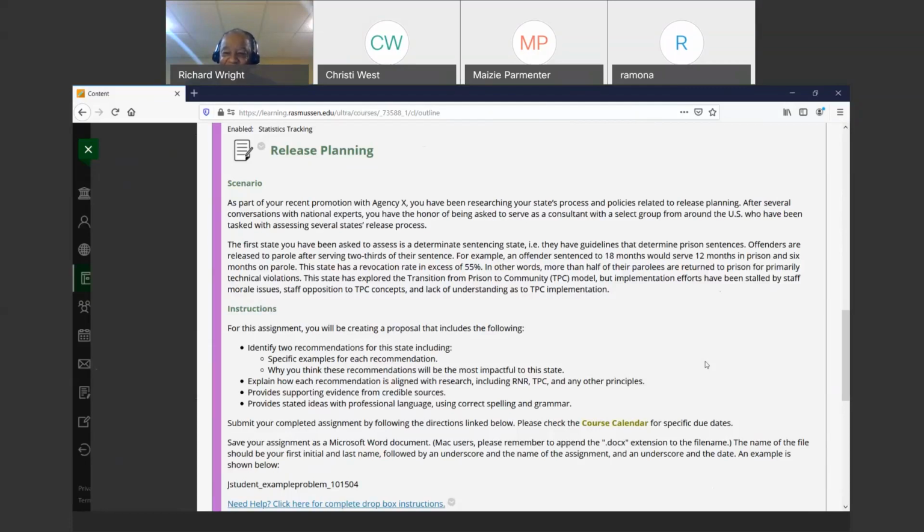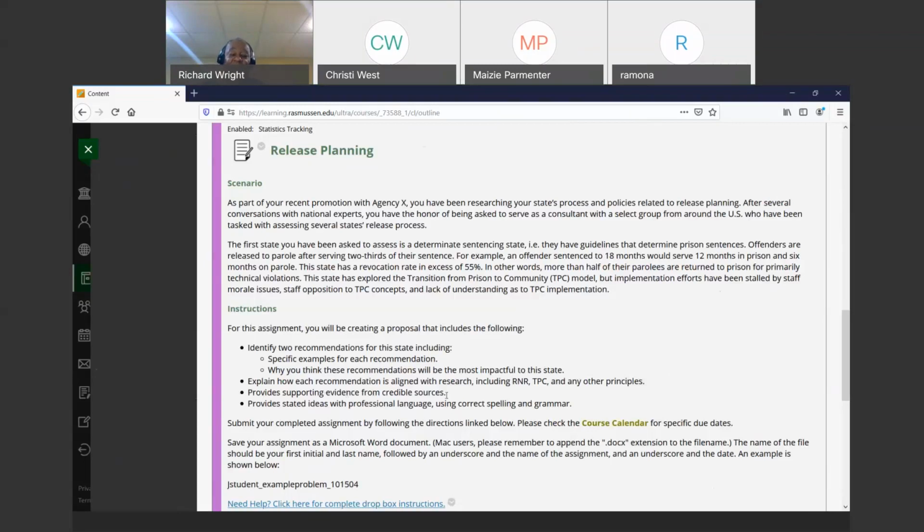Risk, need, responsibility. And the key thing is that you look at the chances of success that the individual has in terms of TPC, the model that we'll talk a little bit about, transition from prison to community. And remember, that's your reintegration role as a probation officer. I mean, as a parole officer. Same as probation, but anyway, there's this thing again: provide evidence from credible sources.